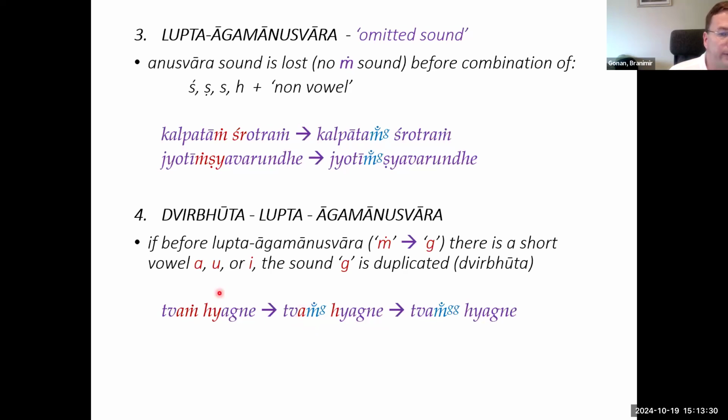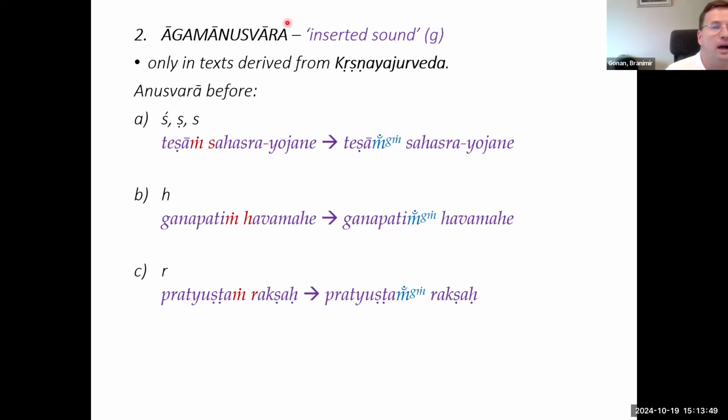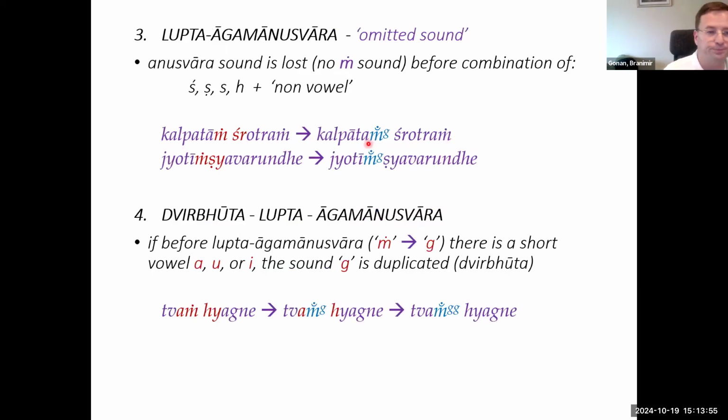But if we have short vowel A, U, or I, then this G gets duplicated and it should be chanted like this: Tvag G Hyagne, right? Okay, but this is a very rare change. So for you, the most common changes are Lupta Agamanusvara and Agamanusvara. So Tesha Gum Sahasra Yojane or Kalpata Gum Shrotram.